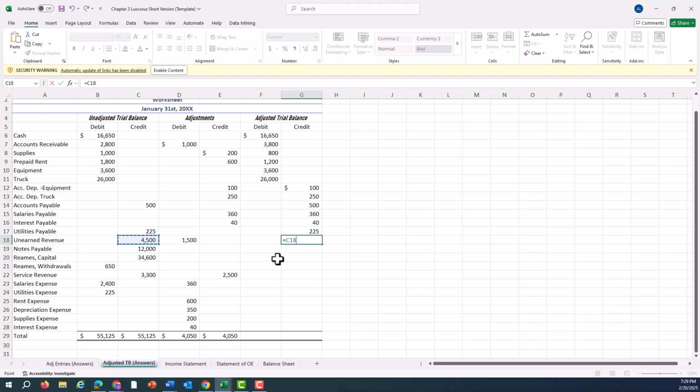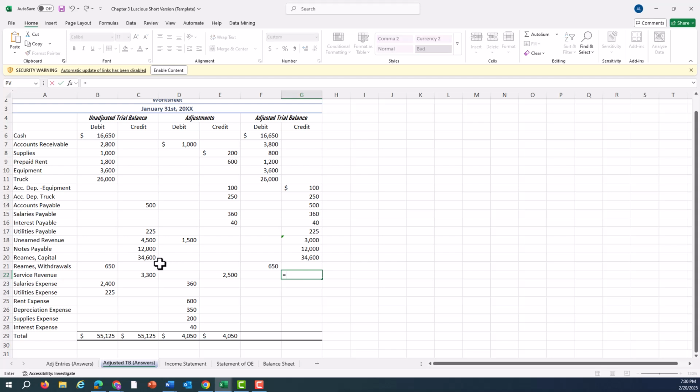So opposite sides. Keep it on the side that the original balance was, which is the credit side, but subtract out your adjustment. And now unearned revenue has a $3,000 credit balance, the amount of work remaining to be owed to this party. Notes payable and our owner's capital account, Reams Capital, did not have anything happen in the adjustment, so we still have a $12,000 credit to notes payable and a $34,600 credit balance to Reams Capital. Reams withdrawals had a $650 debit balance. Nothing happened to that account, so it still has a $650 debit balance, being very careful to put it on the debit side.